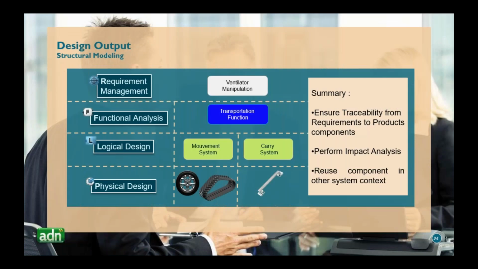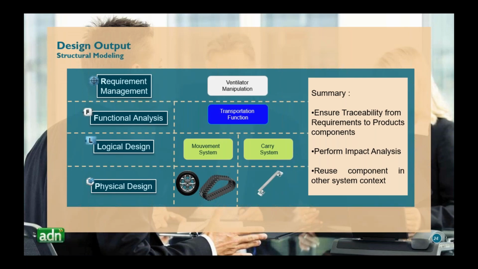So to sum up this design output, we ensure traceability from requirement to product components. We can perform impact analysis in both ways, from requirement to product and from product to requirement.